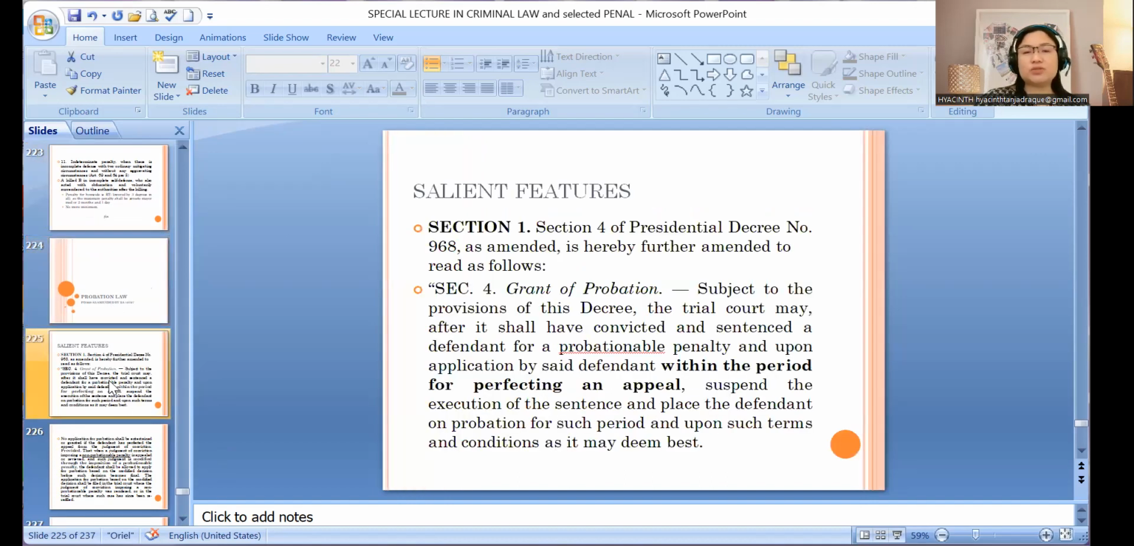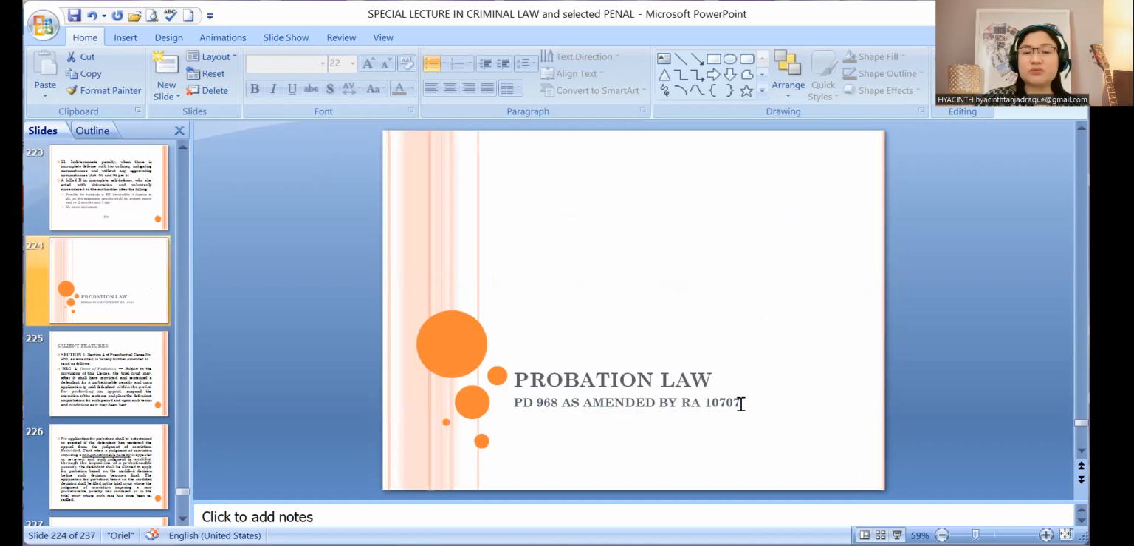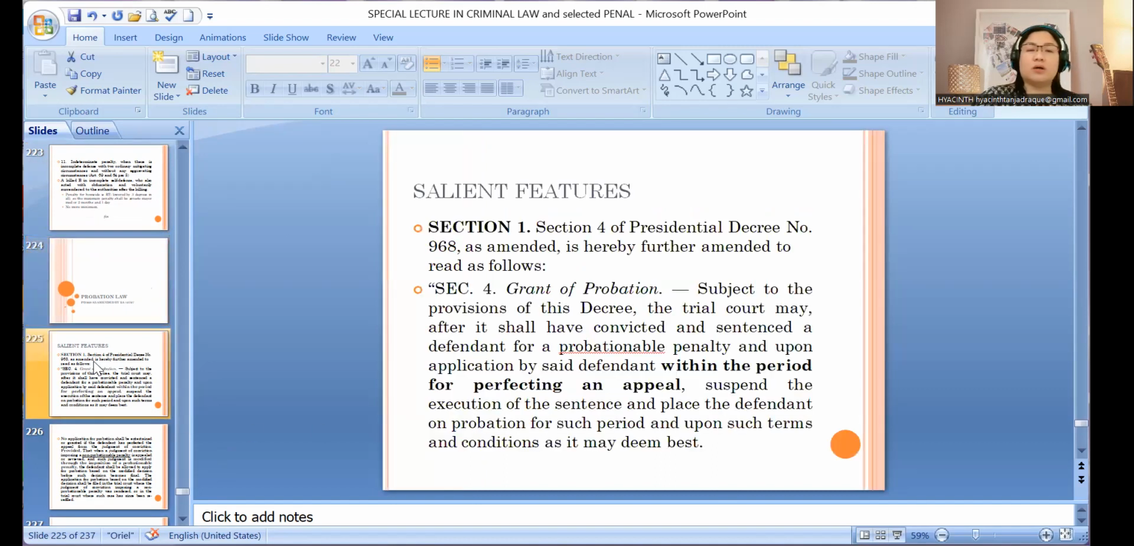So the salient features of this particular amendment, RA 10707, are just a few. But it doesn't mean that PD 968 has been repealed completely. The amendment is on specific portions only. Hence, you have to read both laws. So, grant of probation, Section 4, which is under the new law, the amendment.